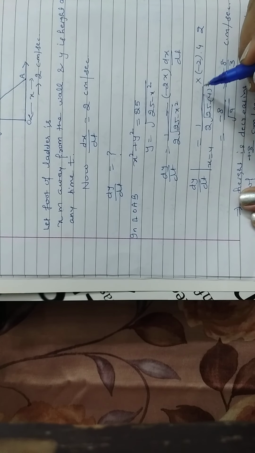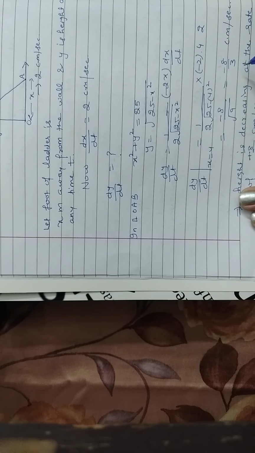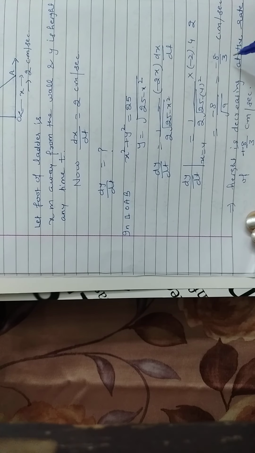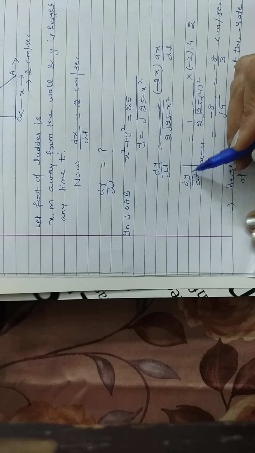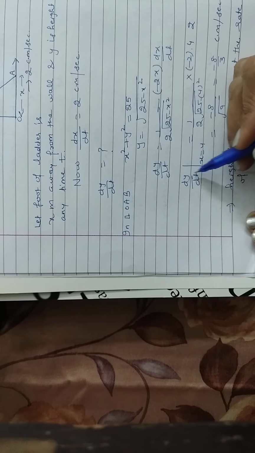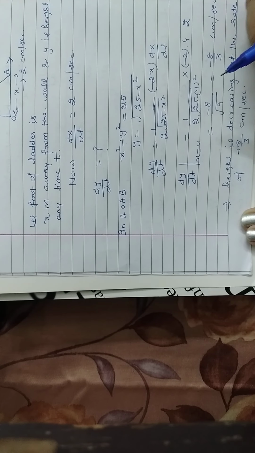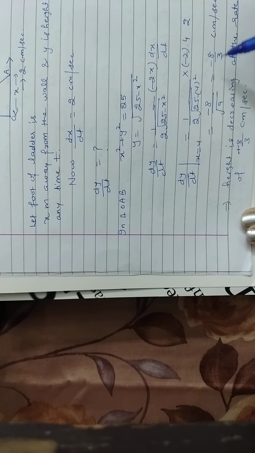So by putting these values of x and dx by dt, we will get dy by dt is minus 8 by 3 centimeter per second. And this minus sign indicates that the height of the ladder is decreasing. Height is decreasing at the rate 8 by 3 centimeter per second. Negative symbol indicates that height is decreasing. Clear?